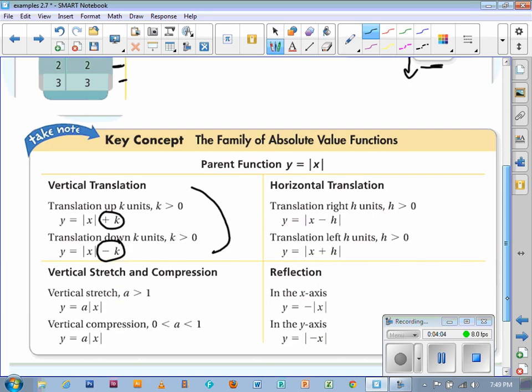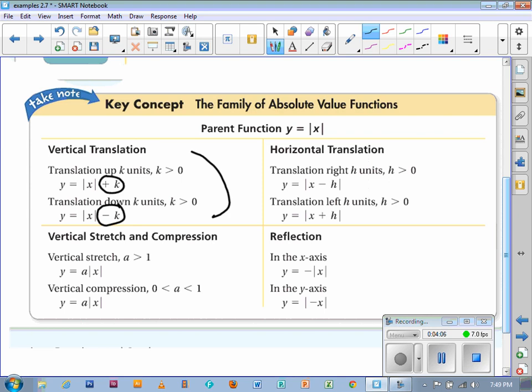Other things that can happen to your absolute value function are horizontal translations. Be careful with these. You're going to have an h term. If it says x minus h, this moves it right, right that number of units, h units. So it's opposite the sign inside the absolute value. If it's plus, it's going to move it left that many units.